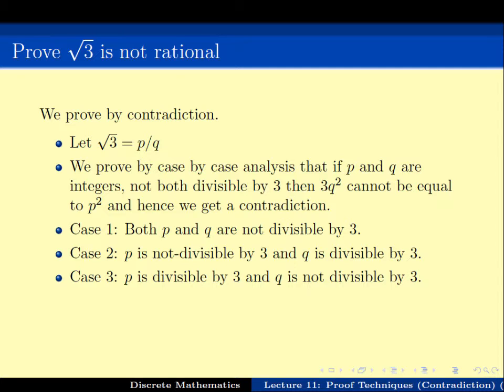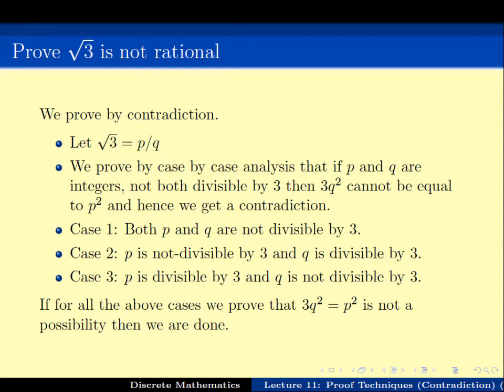Note that these are the only 3 cases, because the fourth case would have been p and q are both divisible by 3, and in that case we would have got a smaller p and q, as we just now argued. So if you can prove that in all the 3 cases we can get a contradiction, namely that 3q square cannot be equal to p square, then we are fine. If in all these cases we prove that 3q square equals p square is not a possibility, then we get a contradiction.